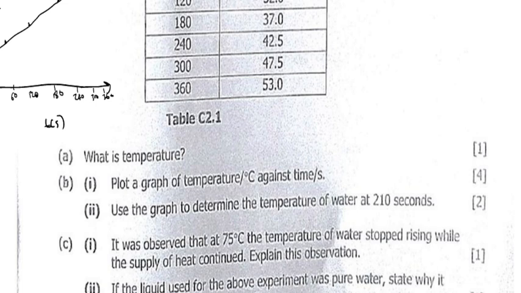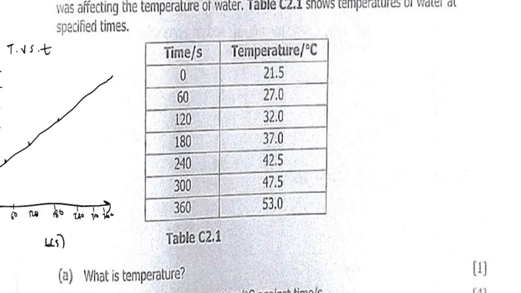So to determine the temperature of water at 210 seconds, you go where 210 is. If this is 240, then maybe 210 will be somewhere here. So I go on top and meet my graph, then I turn and check for the temperature that is there. Then I write the temperature that I find. So I check on my graph.